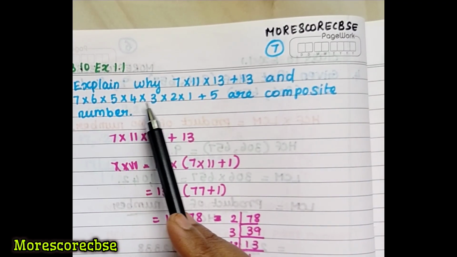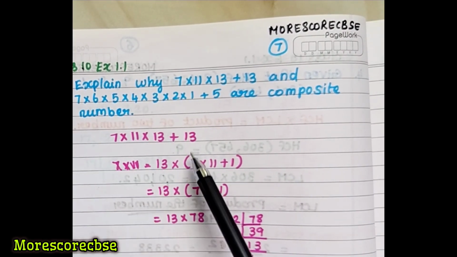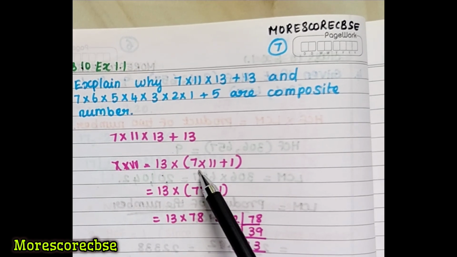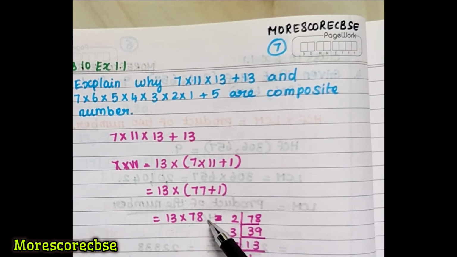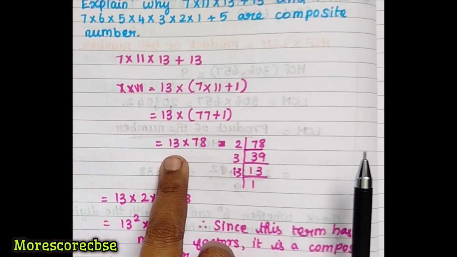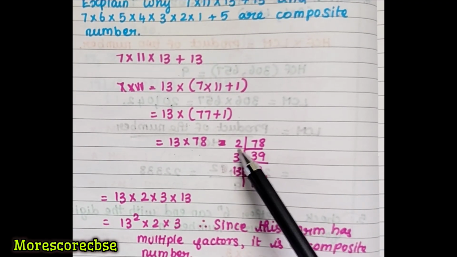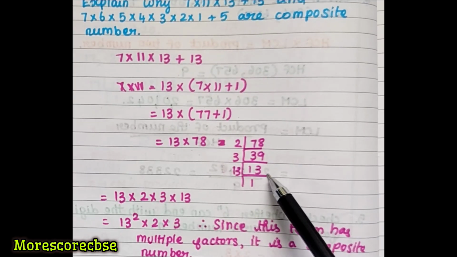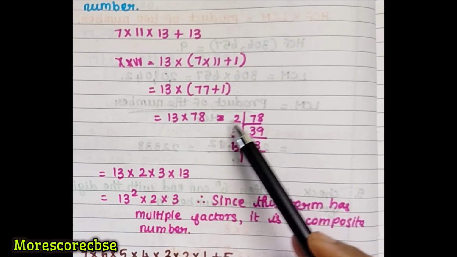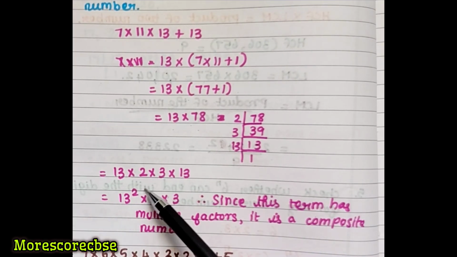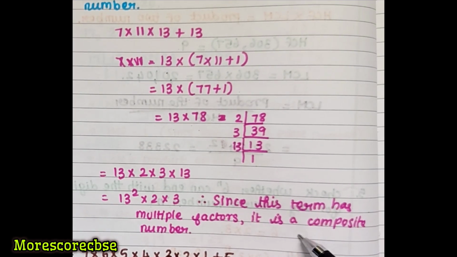Now sixth sum: explain why 7 into 11 into 13 plus 13, and 7 into 6 into 5 into 4 into 3 into 2 into 1 plus 5 are composite numbers. So here we can take 13 as common and write it as 13 into (7 into 11 plus 1). So 13 into 77 plus 1, so 13 into 78. We know that 13 is a prime number, and for 78 alone we take the prime factorization. 78 divided by 2 is 39, 39 divided by 3 is 13, 13 divided by 13 is 1. So the factors will be 13 into 2 into 3 into 13, which we can write as 13 squared into 2 into 3. Since this number has multiple factors, it is a composite number.